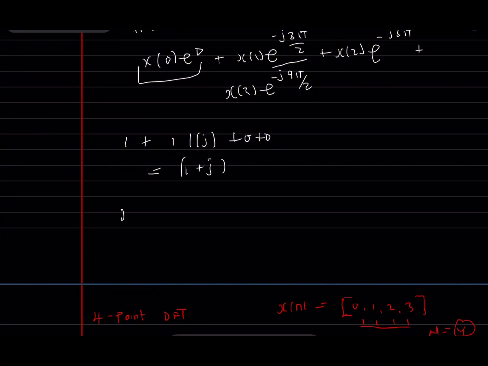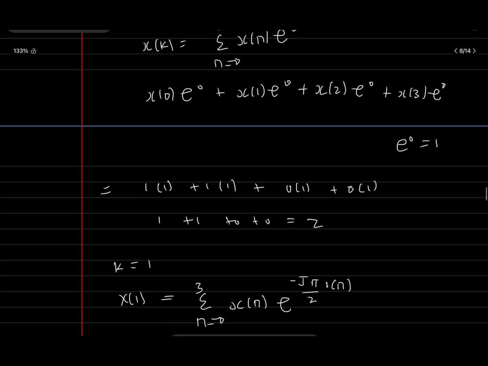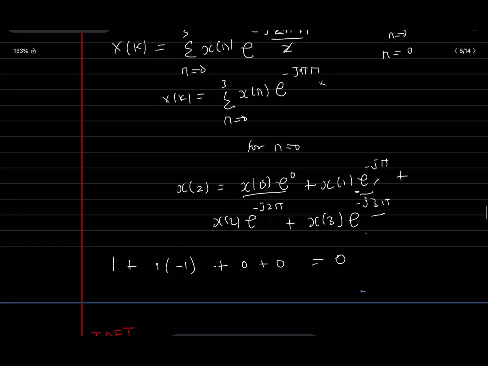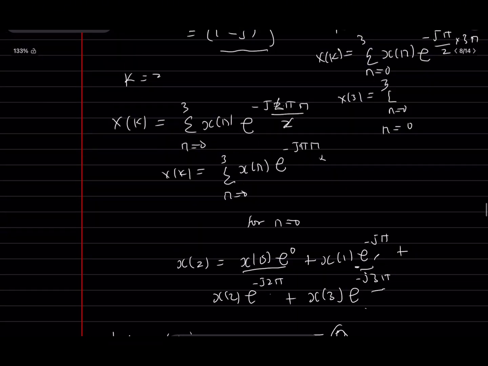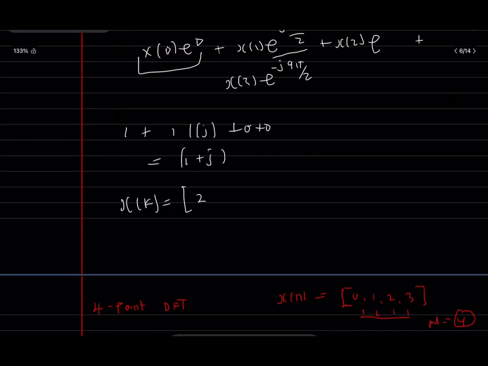So I can say that my final answer to x of k is equal to the first one. Let's look at what we got for the first one. The first one, we got 2. The second one, we got 1 minus j. The third one, we got 0. So let me write it here. So 2, and then we got the second one is 1 minus j, and then the third one is 0, and then the fourth one is also here, which is 1 plus j.